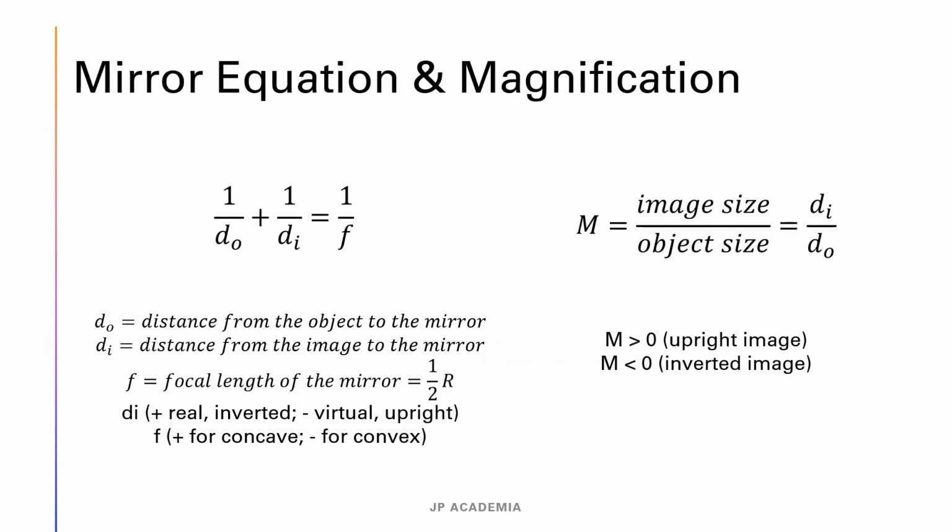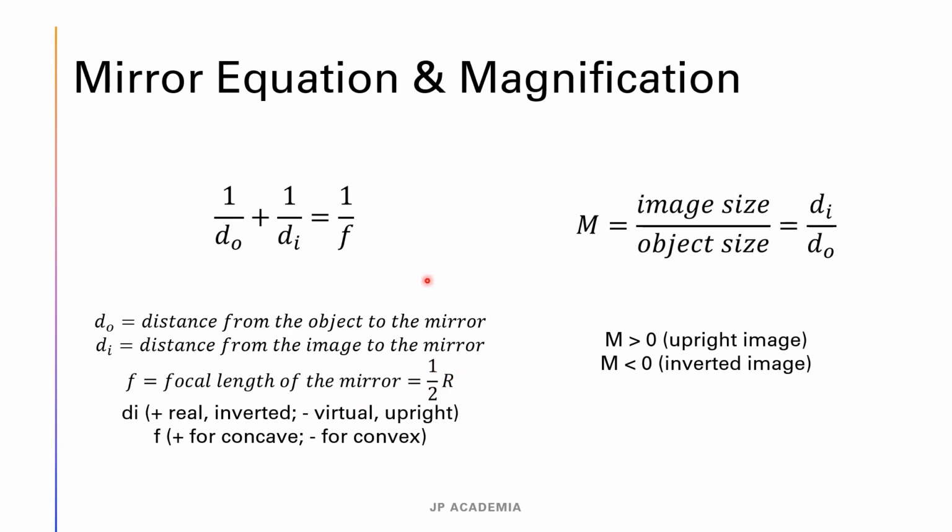Now, we can use this equation derived through geometry in finding the position and size of the image. So this equation: 1 over d_o, wherein d_o is the distance from the object to the mirror, plus 1 over d_i, d_i is the distance from the image to the mirror, is equal to 1 over f. Your f here is the focal length of the mirror, which is equal to half of R.